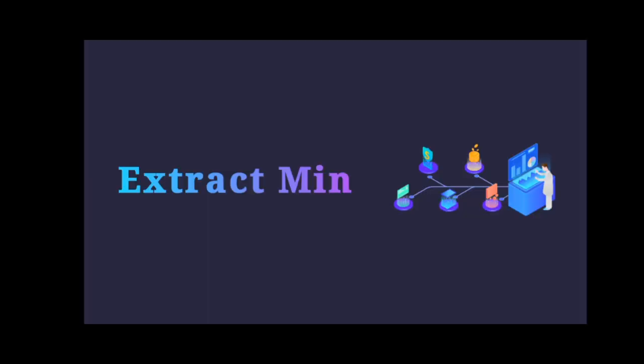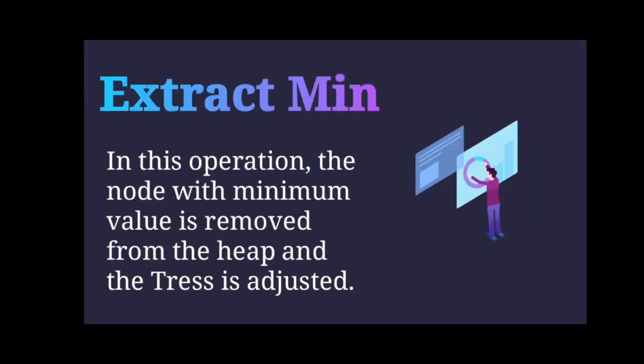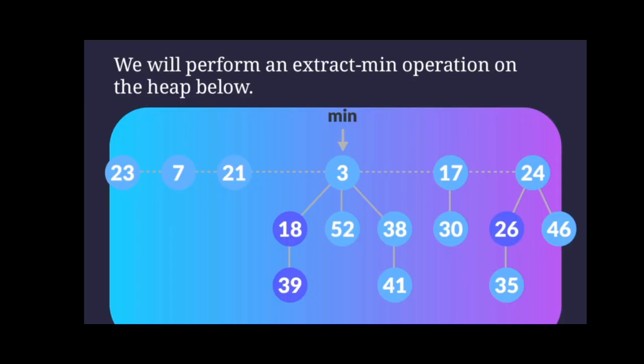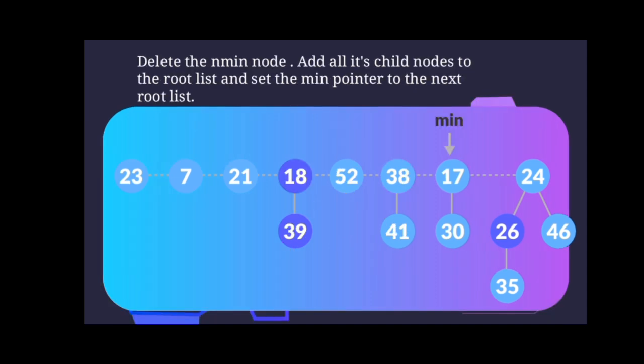The next one is extract min. In this operation, the node with the minimum value is removed from the heap and the tree is readjusted. So para maintindihan, we're going to perform an extract min operation on the heap. The first one, we're going to remove the min node, here in the tree. Then next we're going to add its child nodes to the root list, which are 18, 52 and 38.